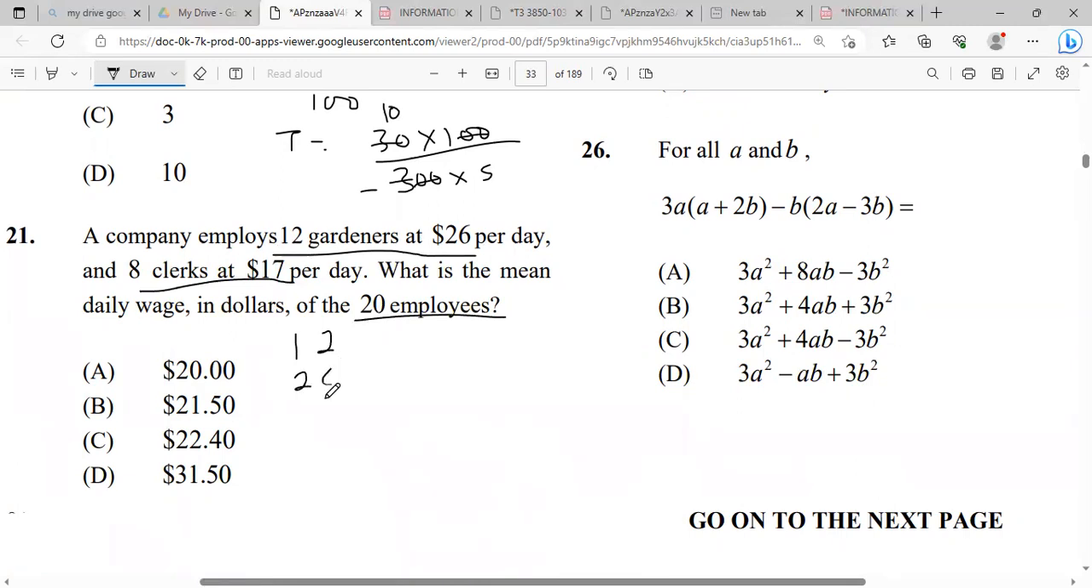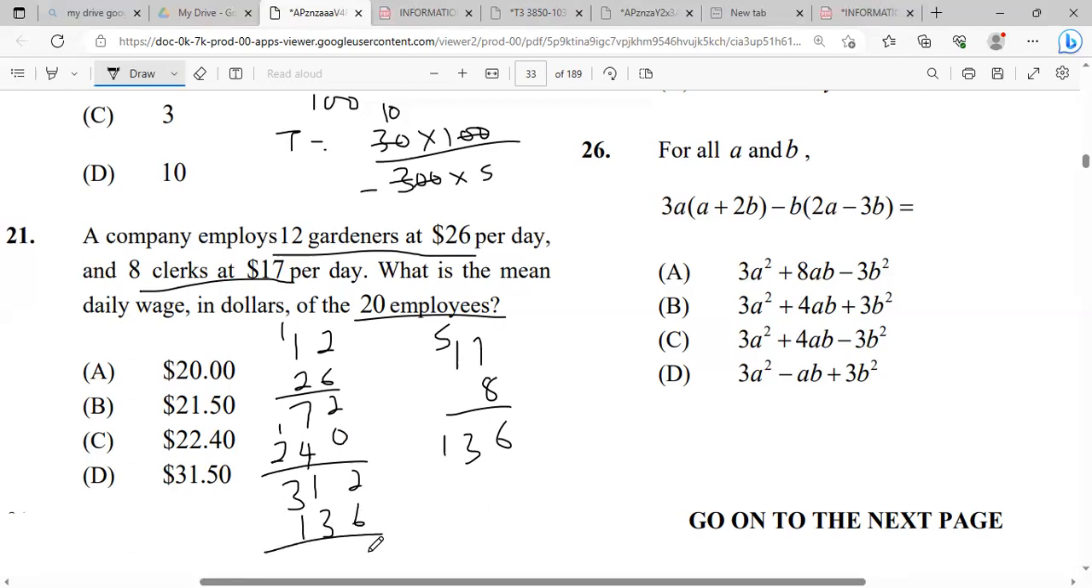So we're going to multiply 26 by 12. 2 6s are 12, 2 carry 1, 1 6 is 6, and that's 7. Put a 0 to hold the space, 2 2s are 4, and 2 1s are 2. So we get 2, 7 and 4 is 11, 1 carry 1. So that's 312. And for the 8 clerks, we're going to multiply 17 by 8. 8 7s are 56, 8 ones are 8, and that's 13. So that's 136. In all, we add to get the total, which is 448.